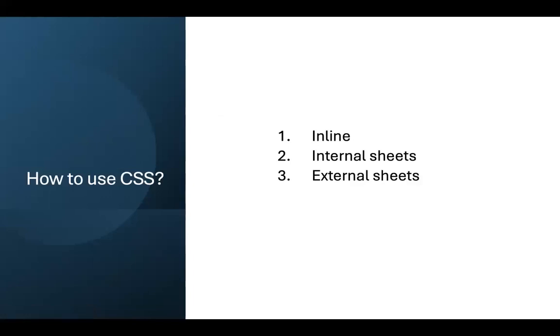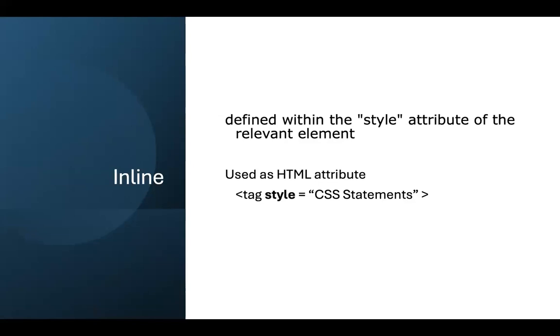So here is how we can use CSS. We can use CSS in three ways: inline, internal sheets, and the external sheet. So these are the main things. If we talk about inline, it is defined with the style attribute. When we are giving the style inline, that means within the tag, within that relevant element, we are using the style attribute. In the style attribute, we are giving the CSS statement. So this will be the example.